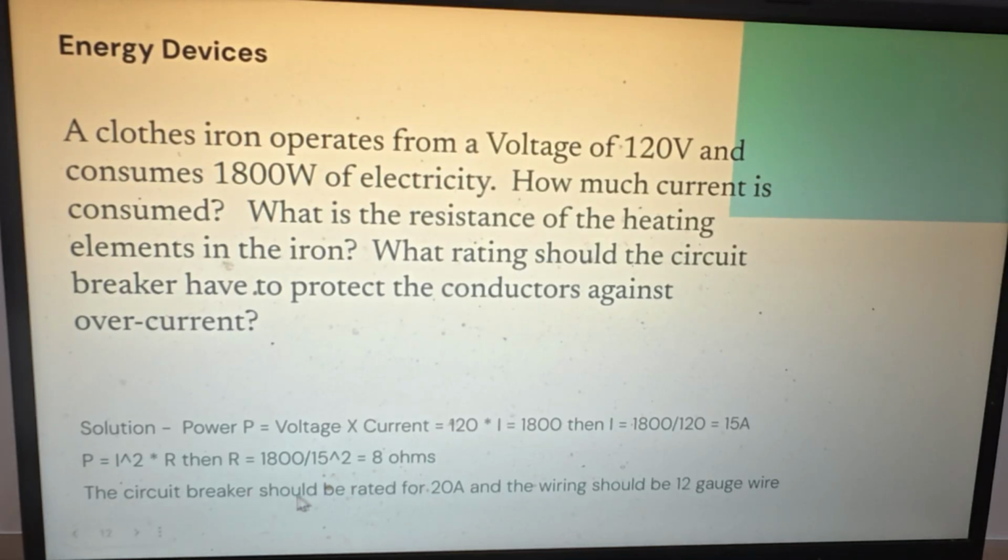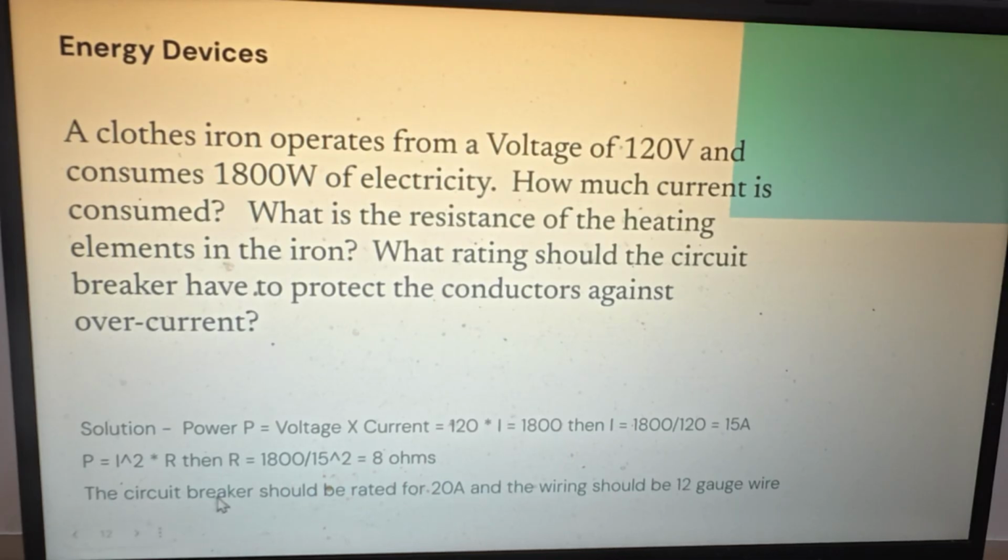The circuit breaker should be rated for 20 amps because your steady state current is 15 amps. You'll be running 15 amps all the time. If you have a 15 amp breaker, it'll trip. So you are protecting the circuit, but you're not able to do any work because it keeps tripping. So the circuit breaker should be rated for 20 amps. It'll only trip when there's overcurrent of close to 20 amps. So when you're just normally using your clothes iron, it will not trip the breaker.